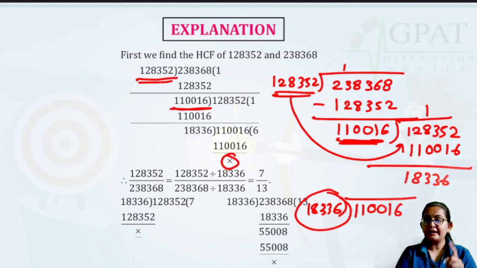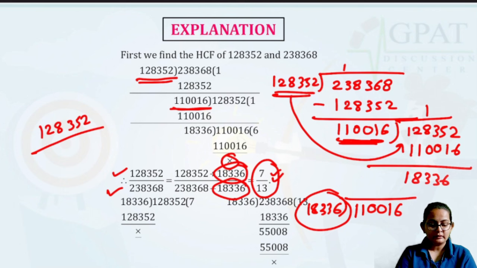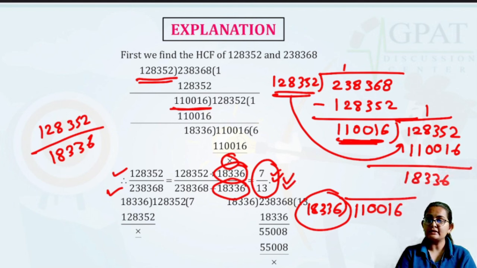So 18336 is the highest common factor. The remaining two numbers, you have to divide individually by this particular number. You have to reduce it, and you will get the ratio as 7:13. Okay, so 7:13 will be your ratio. You have to divide it, go slowly, like 128352 divided by 18336. Try to reduce it by 2 first. Try by 2, then 3, then 5, whatever it is. You try to reduce it, and at the end you will get the answer 7/13.